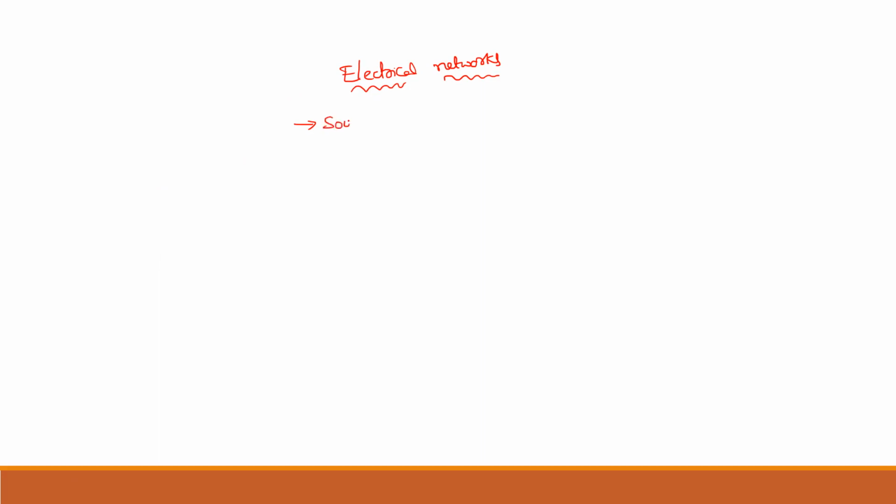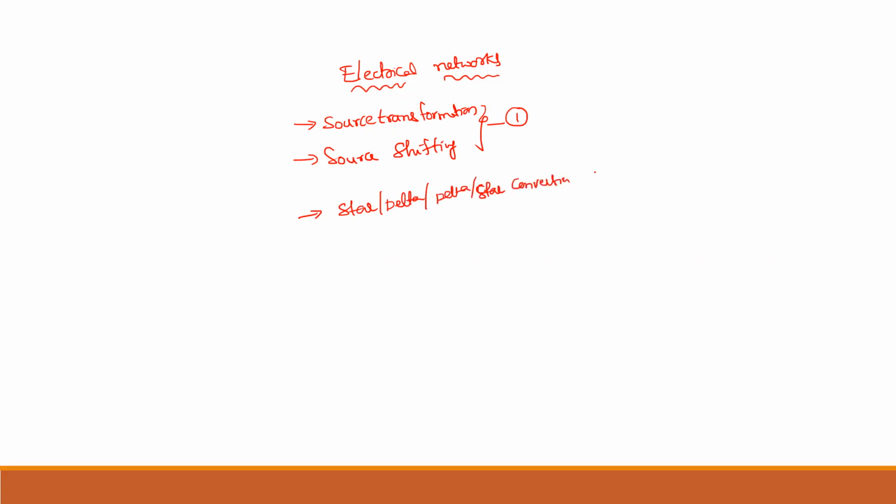First one is source transformation, source shifting, which both come under the first method, and the second one is star-delta or delta-to-star conversion to simplify the circuit.